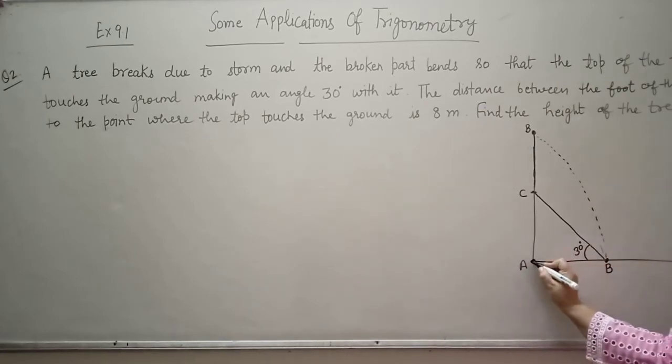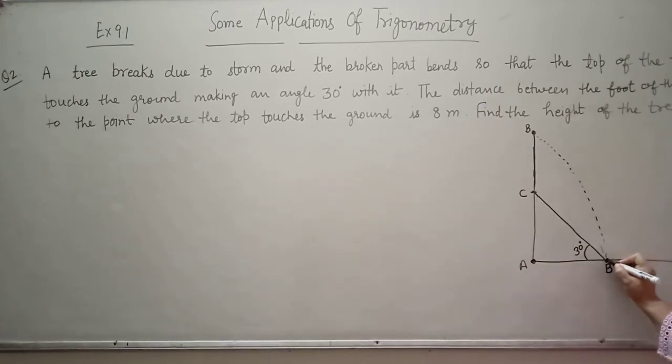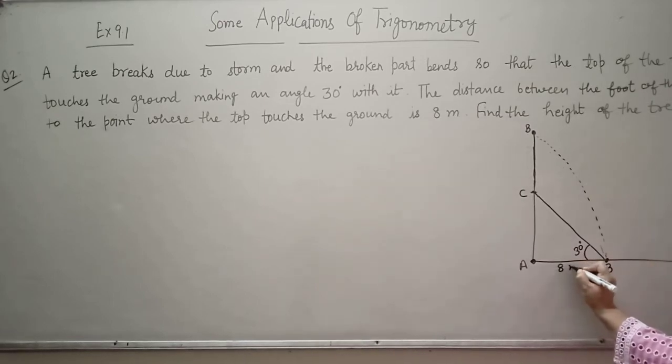The distance between the foot of the tree and the point where the top of the tree is touching the ground is 8 meter. Find the height of the tree. You have to find out the height of the tree.